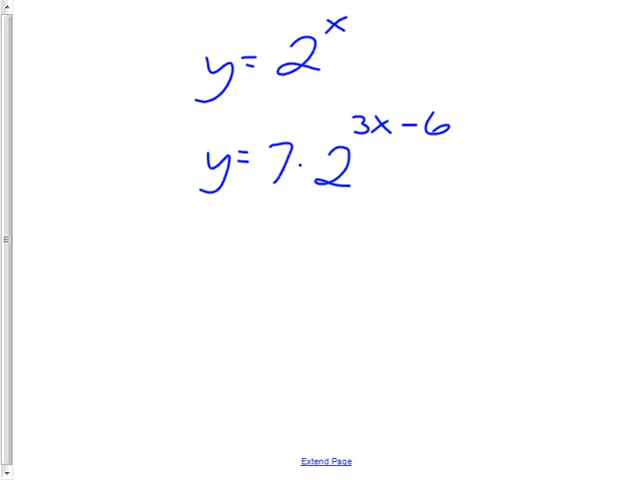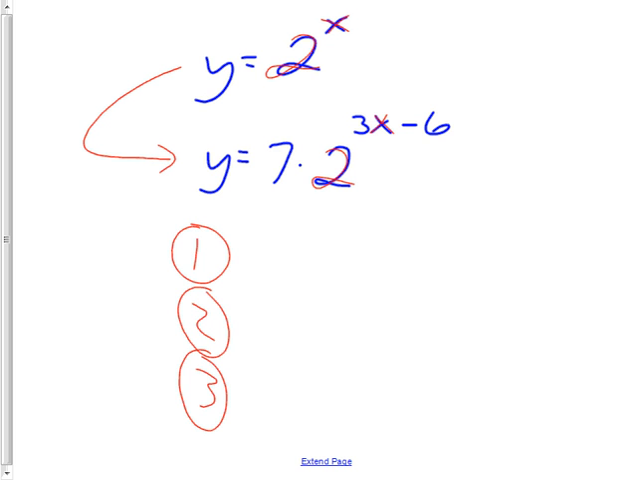It's still got the parent function built into it, here's the 2 to the x and here's the 2 to the x, but I did a few things differently. In order, 1, 2, and 3. What order would you have to do to get this to turn into that? What order does it have to be done in? What would the first thing be? What would the second thing be? Got a question or an answer? Okay.